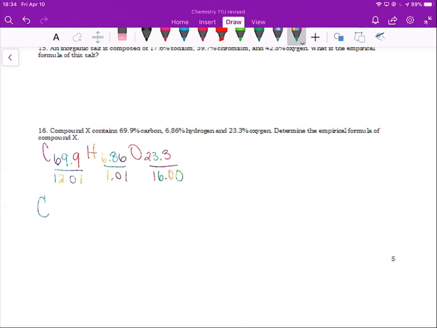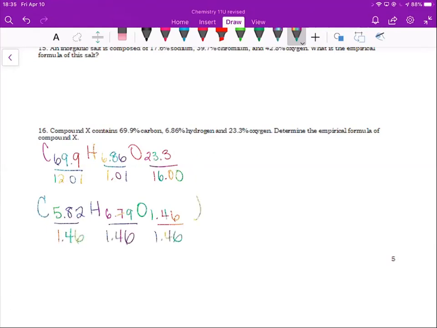So 69.9 divided by 12.01, I get 5.82. And then I get 6.86 divided by 1.01. What do I get? 6.79. And then oxygen is 23.3 divided by 16. I get 1.46. All right. Do you remember what the next step is? Divide by the lowest number.